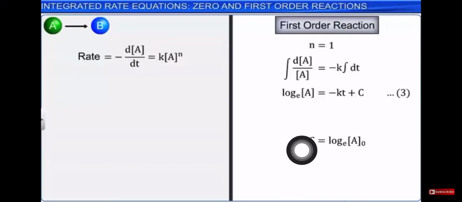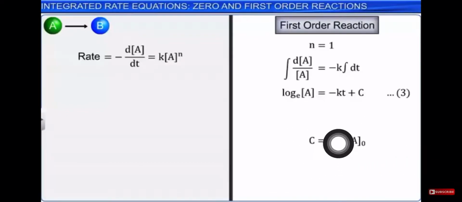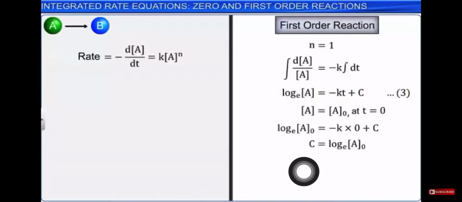The same thing we have seen in our first order reaction. So now, putting the value of C in the earlier equation, what are we getting? See, this is the elaborated form again. A is equal to A0 at T equal to 0, right? So log A became minus K multiplied by 0 plus C, that comes to C is equal to this.